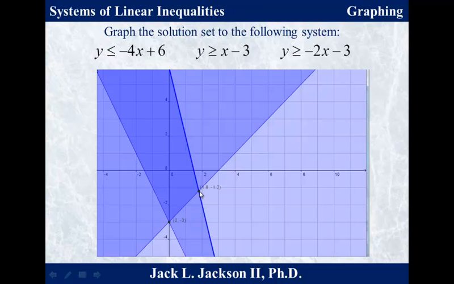You do need to be sure and get these intersection points. We already sort of stumbled across this one at 0, -3, and then we need to compute this one. That's the one with the positive slope, y equals x minus 3, solved simultaneously with the first one, -4x plus 6. So again, since they're solved for y, put them equal, and so we get x minus 3 equals -4x plus 6. Add 4x to both sides, that's 5x. Subtract 6 from both sides, that's -9.